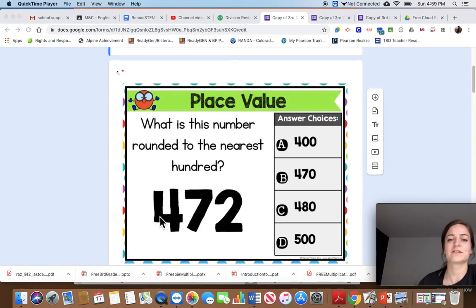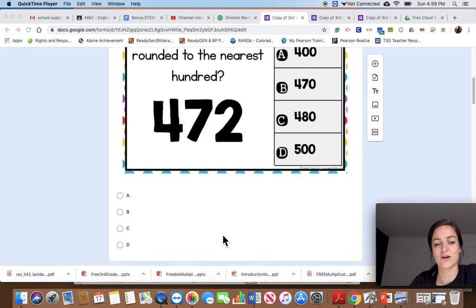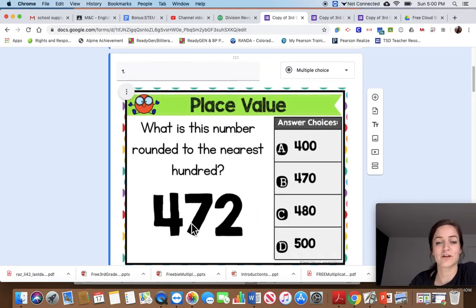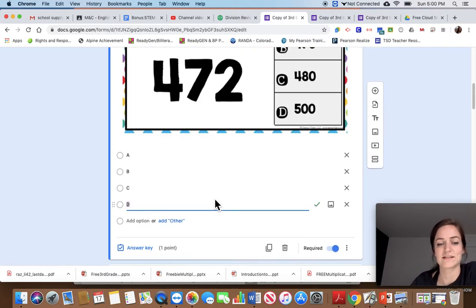All right, if you rounded this to the nearest 100, we know that we're going to be looking at the hundreds place. So this is between 400 and 500. 472, so 70 is over 50, so I know that I need to round up. So I'm going to round 472 to 500. So if you wrote D for your answer, then you got it correct, and you can give yourself 10 points. All right, let's go ahead and do the next one.